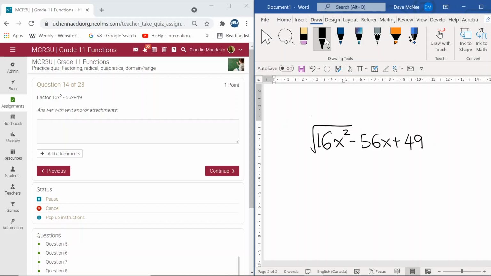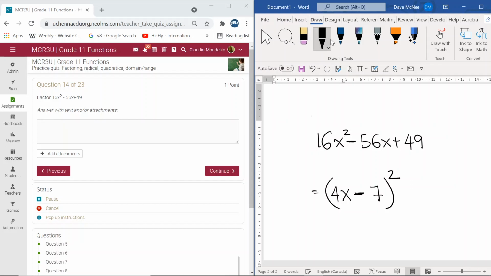I could recognize that 16x squared is a perfect square. 49 is also a perfect square, and then I have a minus here. So my answer is going to be something to the exponent 2, minus in the middle here, and then I'm going to take the square root of the first term. What's the square root of the first term? Well, that's just 4x, and the square root of 49 is 7. So this is wonderful. I can actually factor it out really, really quickly.